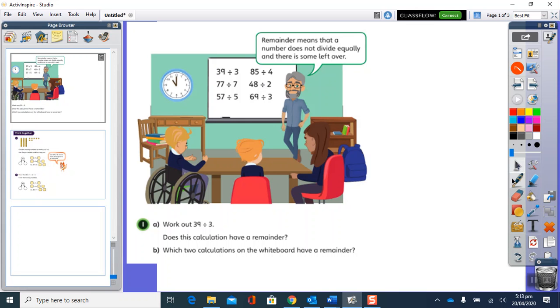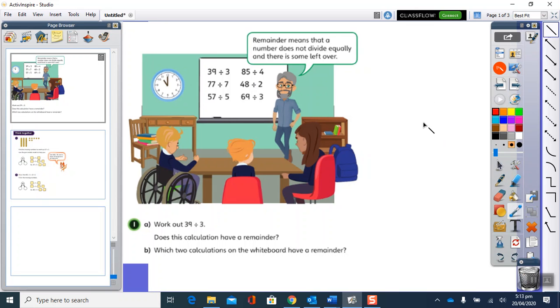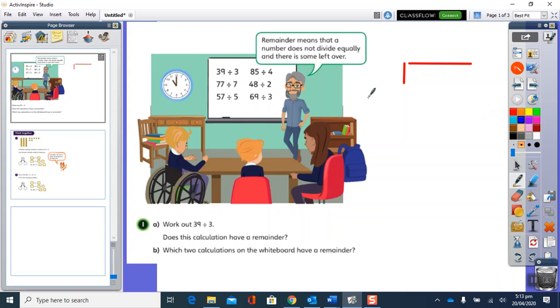39 divided by 3. Now I'm going to use the skills that I've used in the last couple of lessons to help solve this. Firstly, I'm going to put my dividend 39 underneath here. I'll put my divisor 3 on the outside of my short division bus stop, and then I will count how many there are in each of these. Remember that the 3 here represents the tens and the 9 represents your ones.